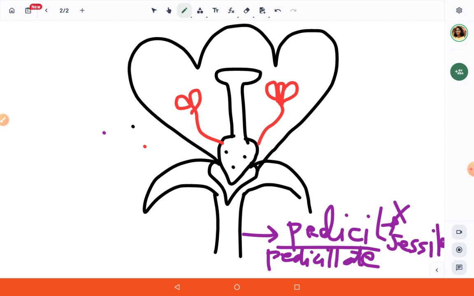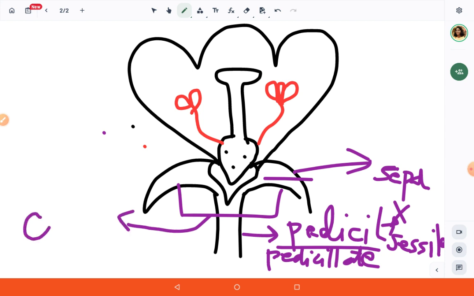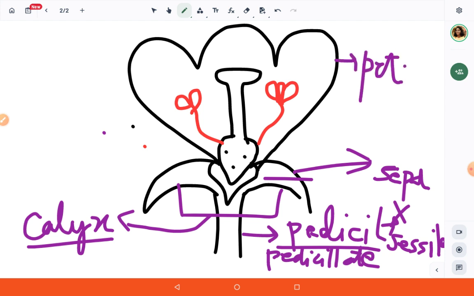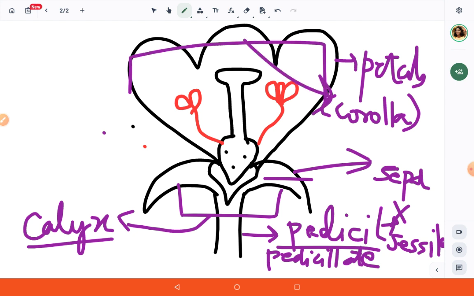Now, this is a green part in the flower, and this part we call the sepal. A group of sepals is called a calyx. Most often you will find in many books that calyx is written. So calyx is nothing but a group of sepals. Sepal is a unit of calyx. Now these are petals, we all know these are petals. A group of petals we call the corolla. Corolla is a group of these three petals.